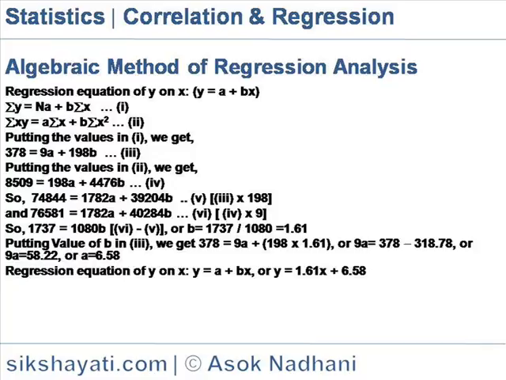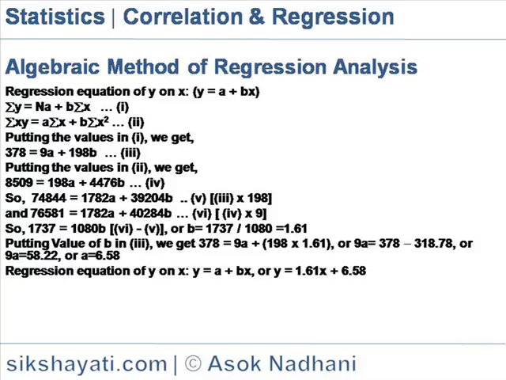So by multiplying equation 3 by 198, we get 74,844 is equal to 1782a plus 39204b. Similarly, multiplying equation number 4 by 9, we get 76581 is equal to 1782a plus 40284b. So by deducting equation 5 from 6, a is eliminated, so we get 1737 is equal to 1080b, that is b is equal to 1737 by 1080 is equal to 1.61.